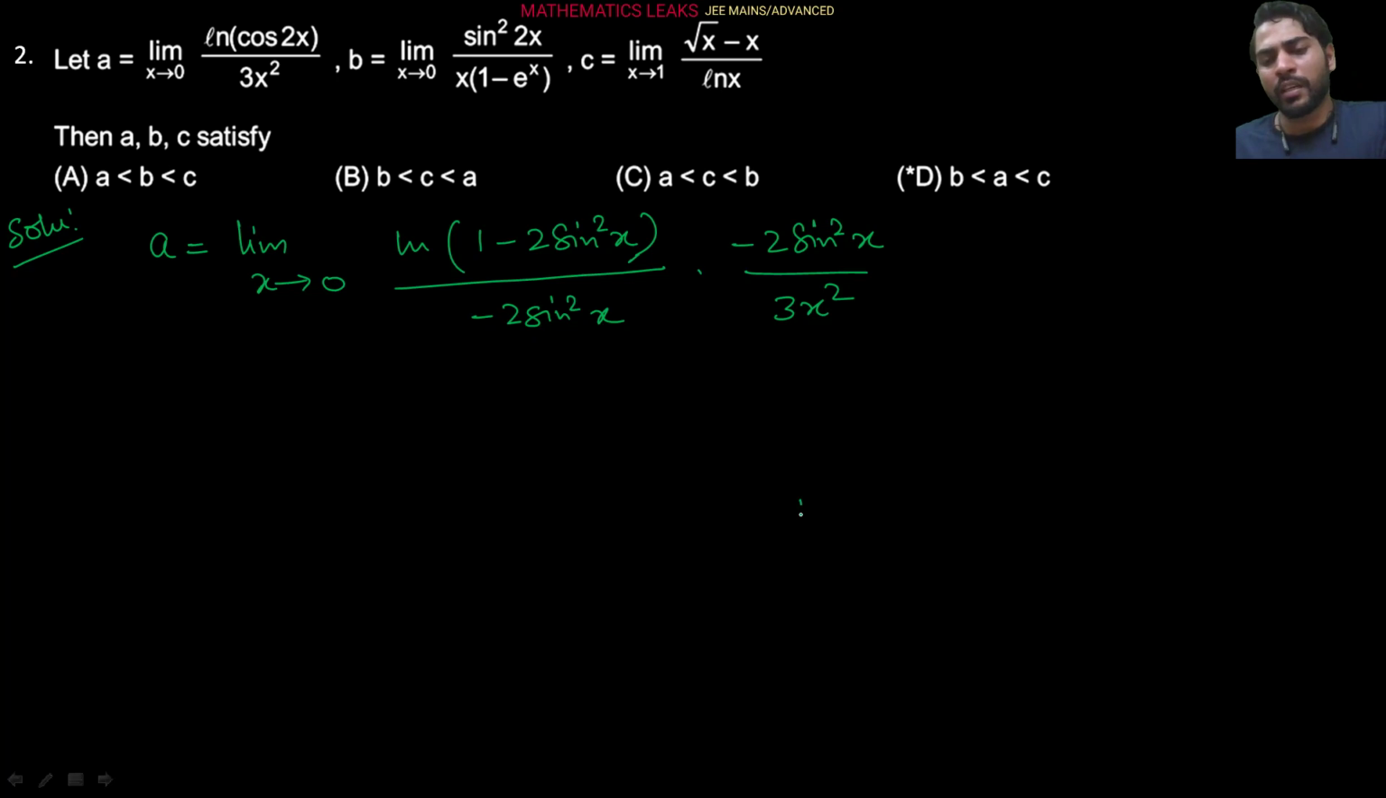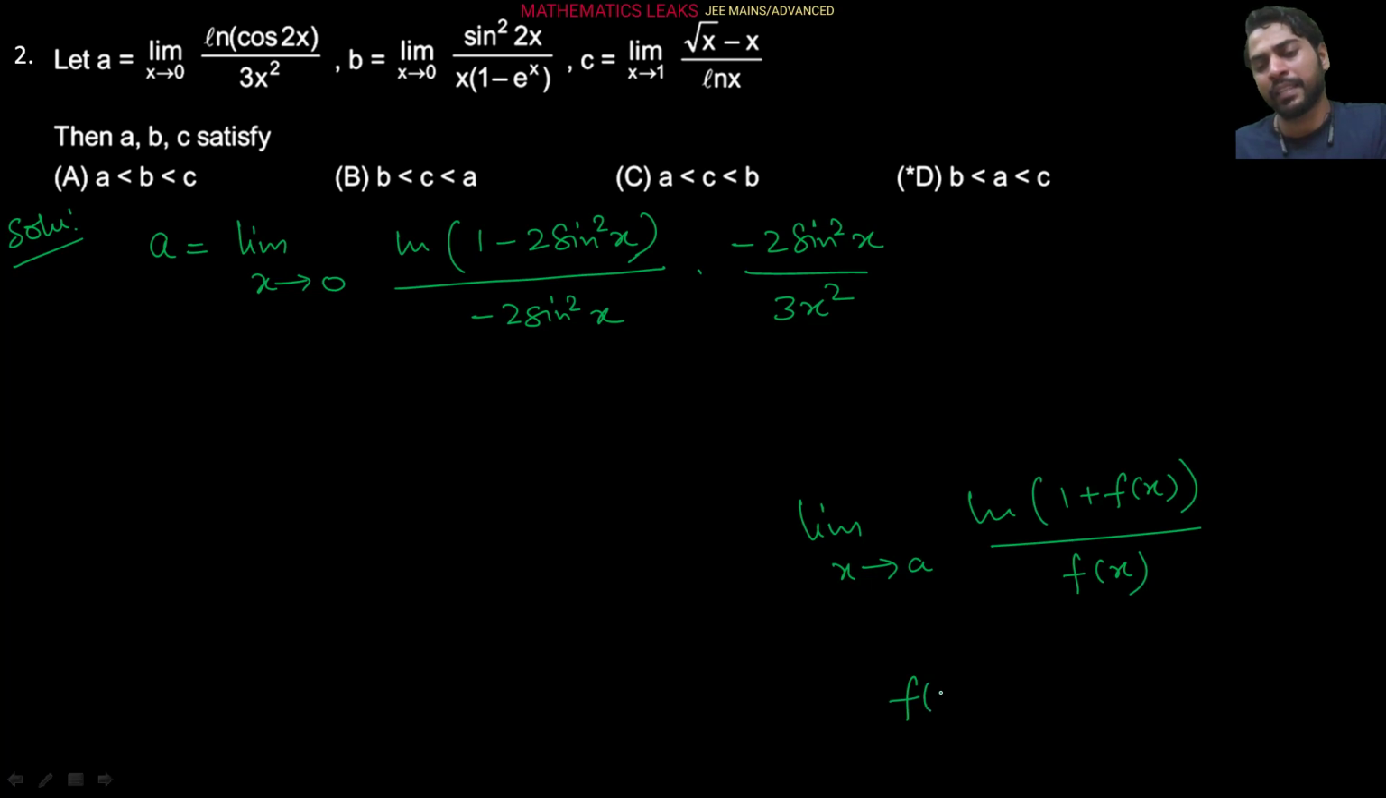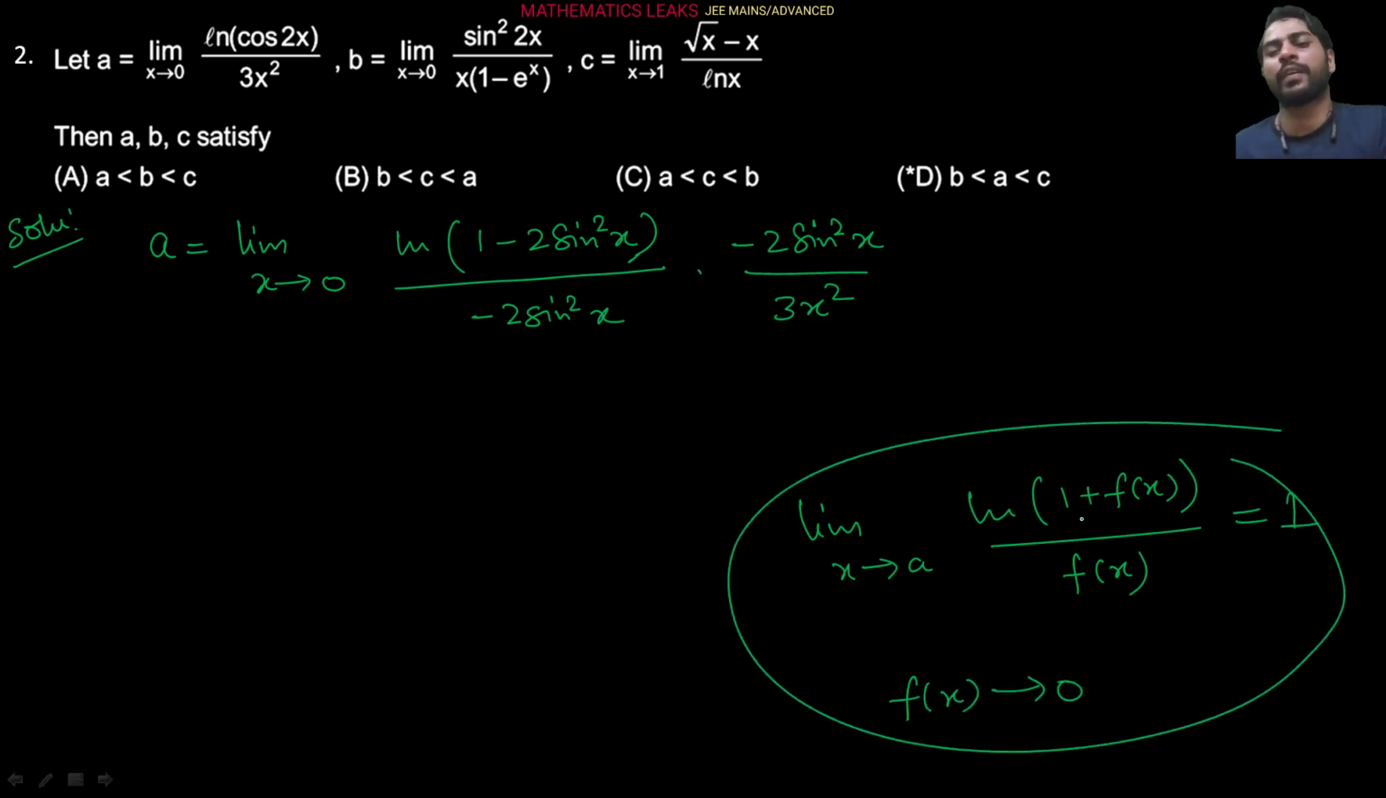So now you know there is a standard limit, limit x tends to a ln of 1 plus fx upon fx, where fx tends to 0 will be equal to what here? 1. So using this frequently used limit, we can say this one part is nothing but 1 only, correct? Na? So using that one we can say that is nothing but 1 only. Why? Because fx is 2 sin square x. When x approaching towards 0, this fx 2 sin square x is becoming 0 here.